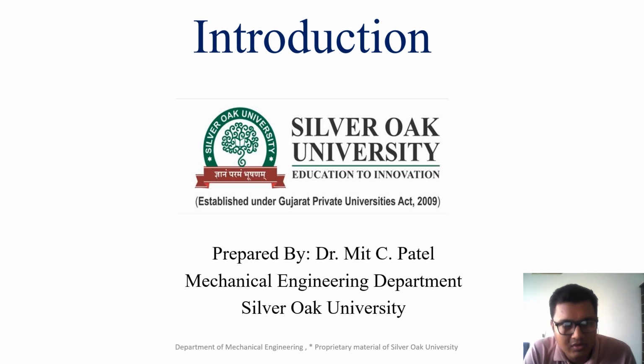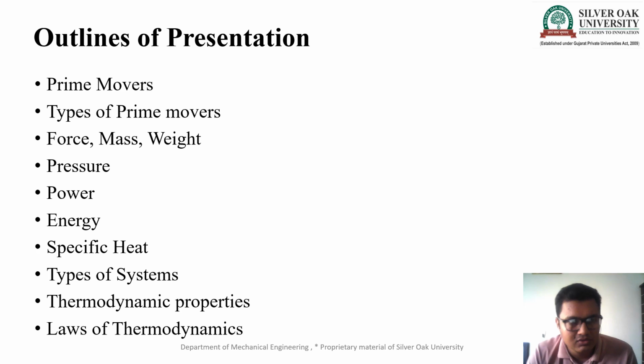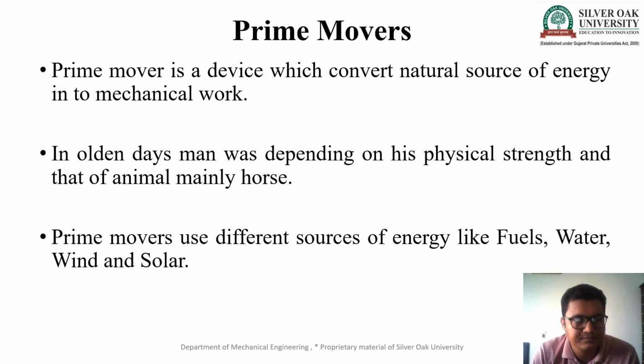Today we discuss the Introduction, Chapter 1 from the Basic Mechanical Engineering subject. So these are the outlines of today's discussion. First one is the prime mover, second one is types of prime mover, third one is force, mass and weight, then pressure, energy, specific heat, types of system, thermodynamic property and laws of thermodynamics. So first we discuss the prime mover.